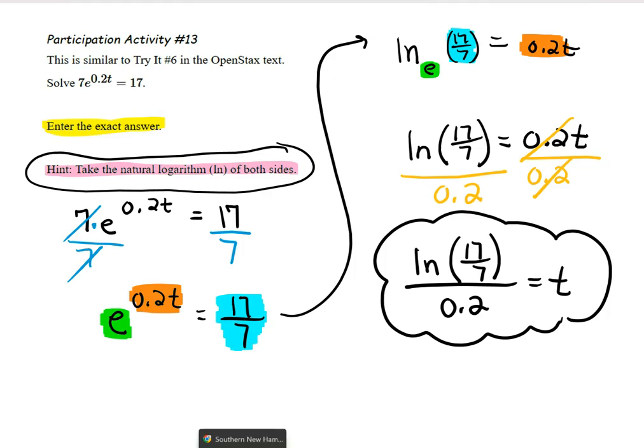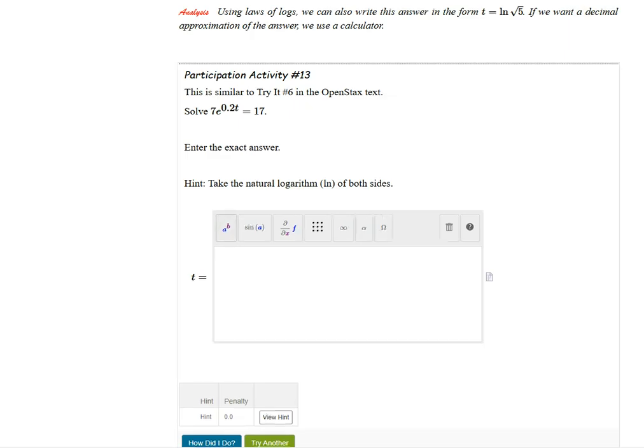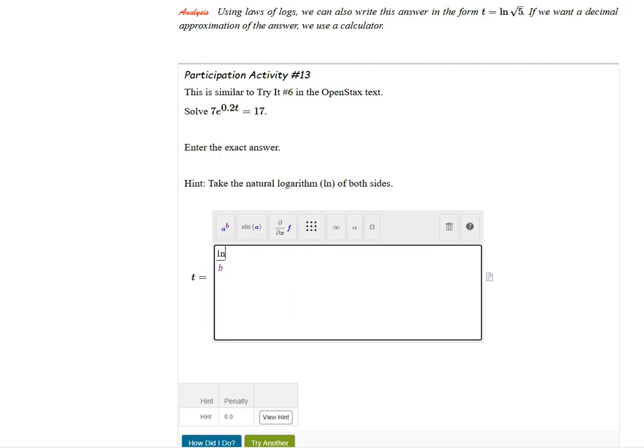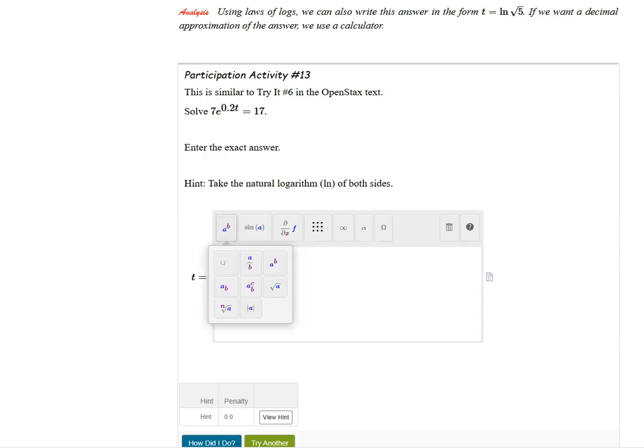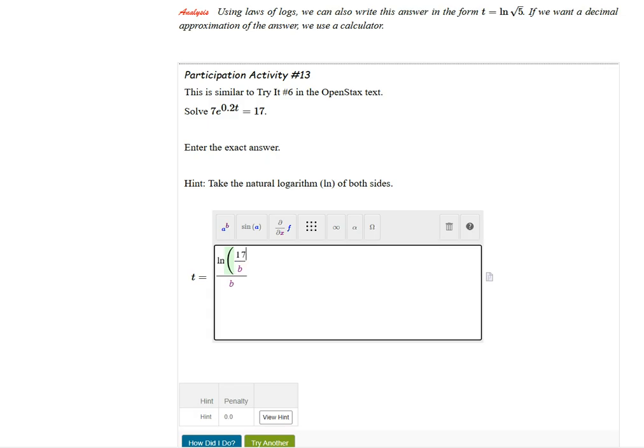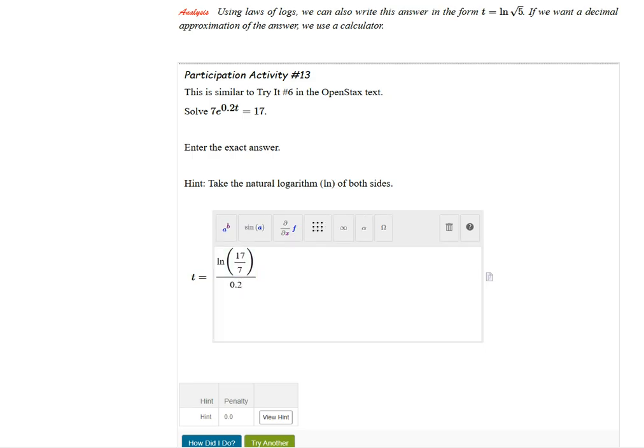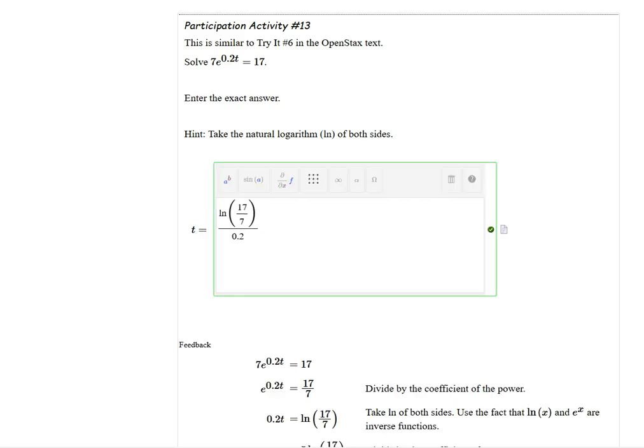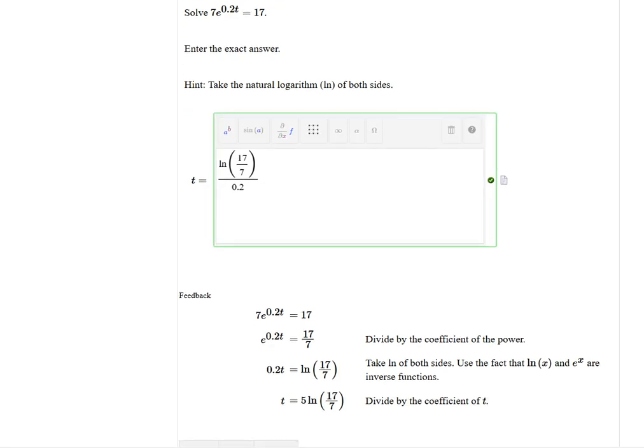So anyway, I'm going to go back here and type in, I need a fraction, I need natural log, a set of parentheses, and then another fraction with 17 in the numerator. Scroll down, back it up to get rid of that 7, scroll over, type in your parenthesis, and then go to the bottom, back up, and 0.2. And how did I do? Yep, it liked it.